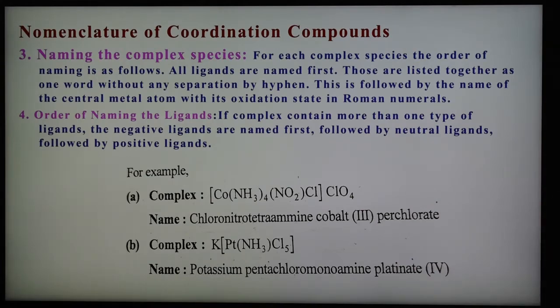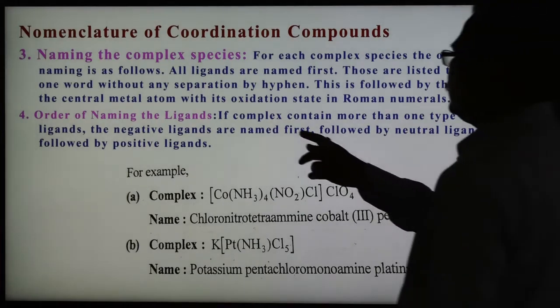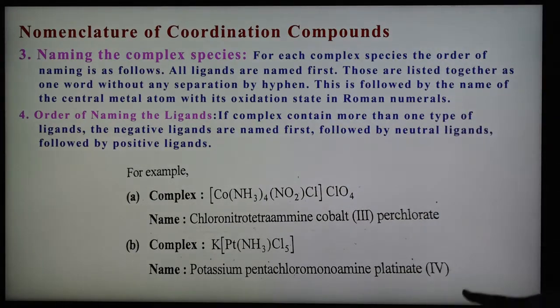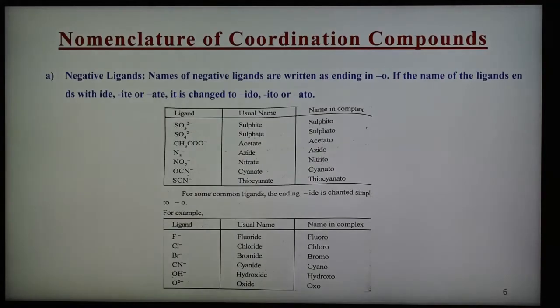So order of naming the ligands: write the ligands first. If the complex has more than one type of ligand, then write in alphabetical order. Then in this case write the negative ligand, then neutral ligand, and then positive ligand. So these are the examples of how to write the order of naming the ligands.